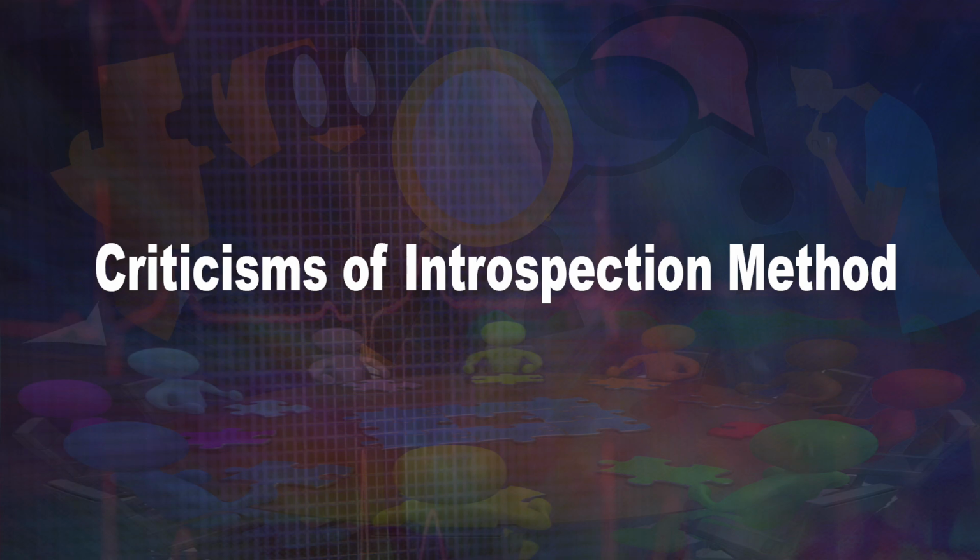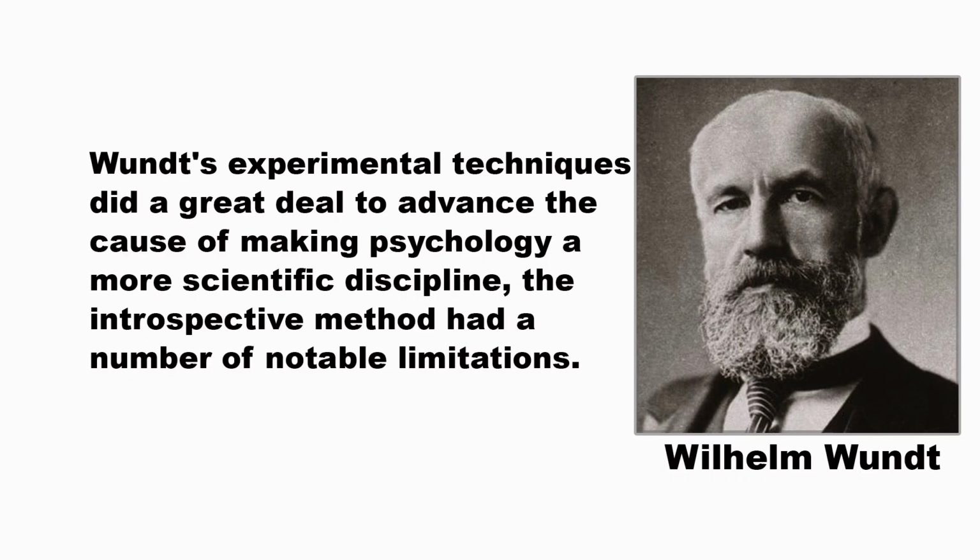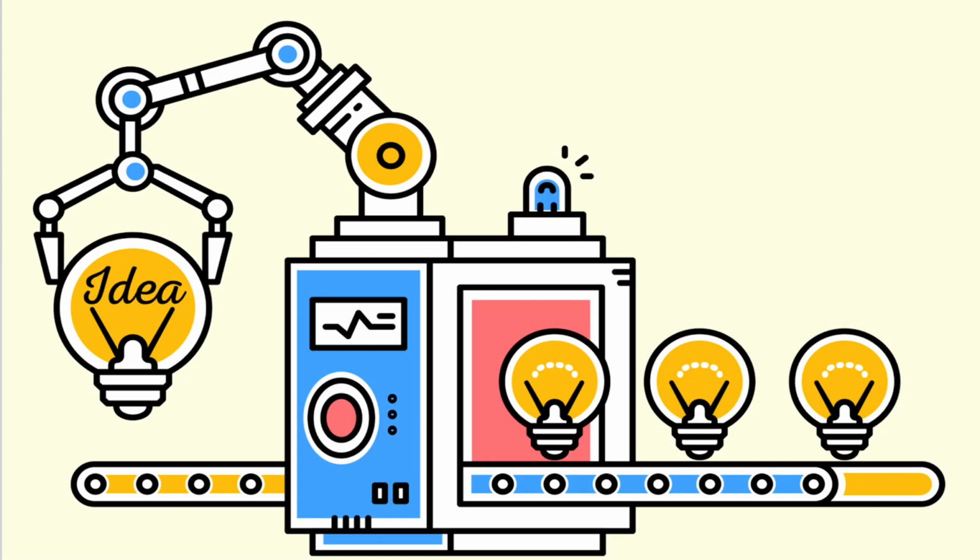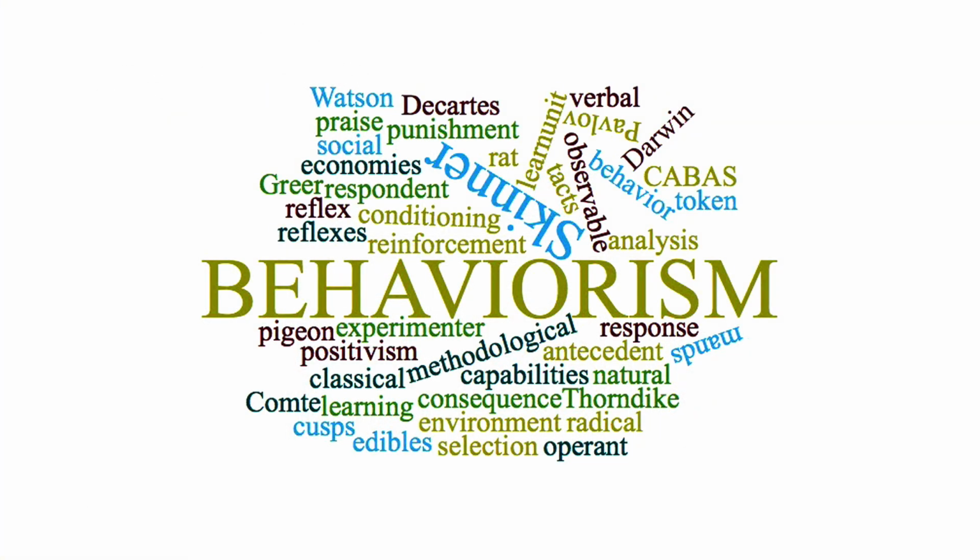Criticisms of introspection method. While Wundt's experimental techniques did a great deal to advance the cause of making psychology a more scientific discipline, the introspective method had a number of notable limitations. The use of introspection as an experimental technique was often criticized, particularly Titchener's use of the method. Schools of thought, including functionalism and behaviorism, believe that introspection lacked scientific reliability and objectivity. Because the process is so subjective, it is impossible to examine or repeat the result.